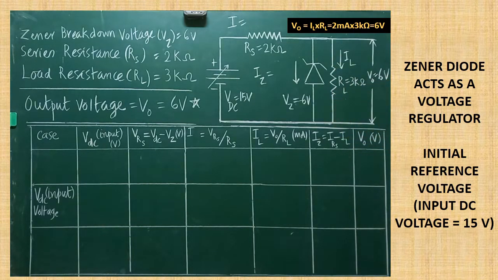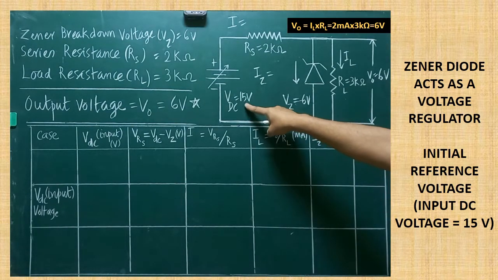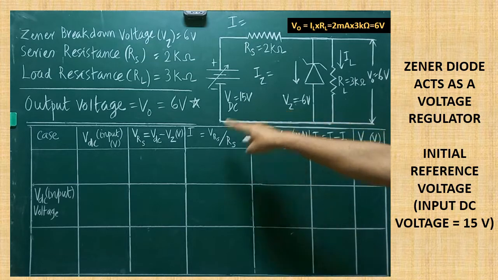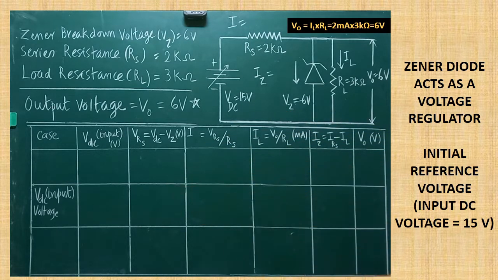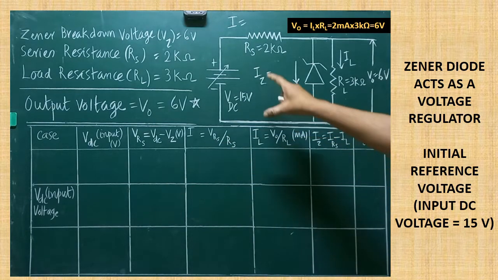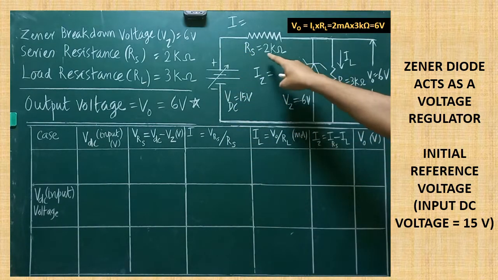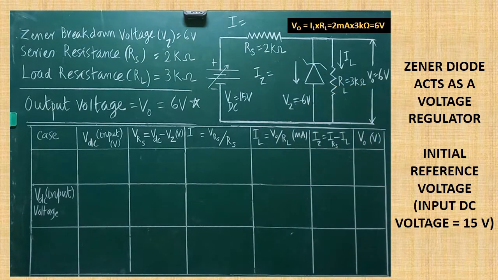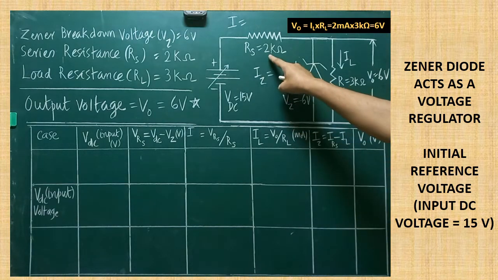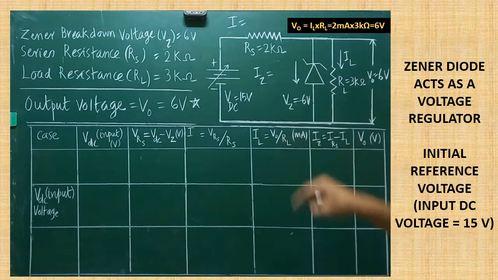Here first we have to start with some reference point. Let us imagine 15 volt input voltage is applied. That's why I have written it in the middle. So 15 volt input DC voltage is applied across the two terminals. Here one resistance is there, called the series resistance, otherwise also called the current limiting resistance. The value of RS is taken as 2 kilo ohm.